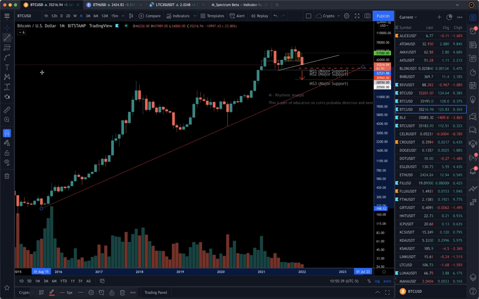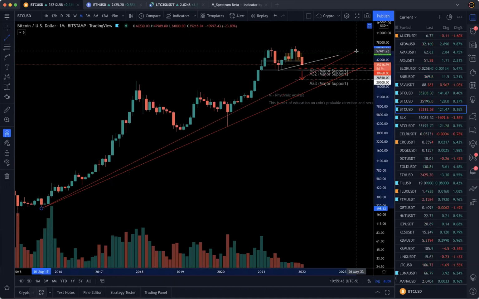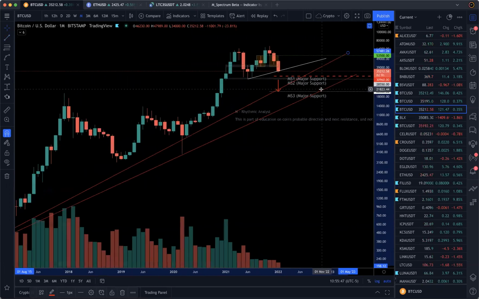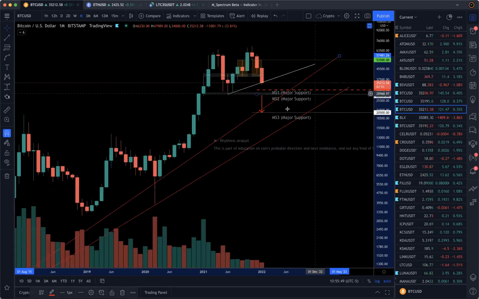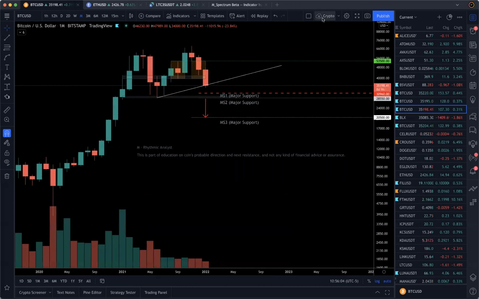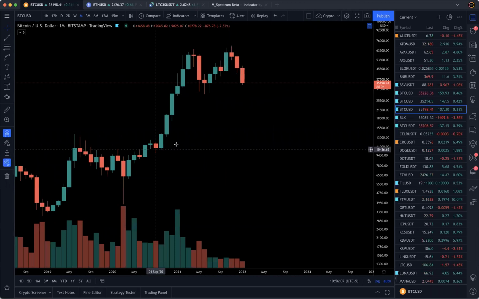So I could draw two trend lines, one from here or another from here. There's no one trend line, remember, as I said. So this gives you one destination, and then this gives you another destination. There are different ways you can calculate, and this is one of the ways. Anyways, so that's monthly. Monthly is not looking good.